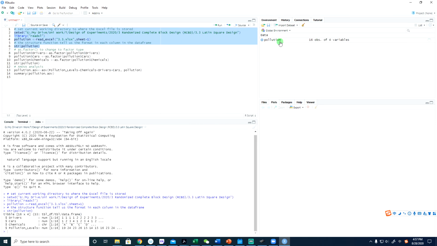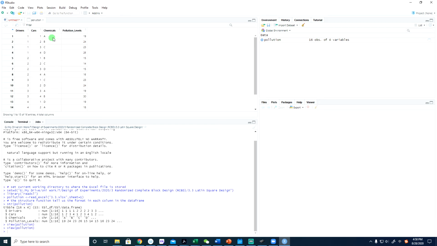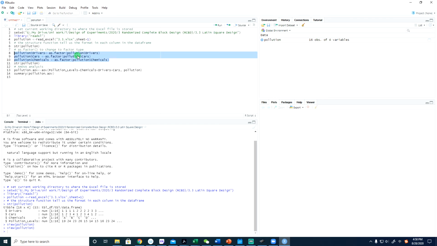Now you can see in this pollution data frame, we have the data in format of numeric and characters. The following 3 lines convert the driver, cars, and chemicals. That's the name of the columns in this pollution data frame. These 3 lines convert the data type to factors. And this line will display the structure of the data again. Let's execute these 4 lines.